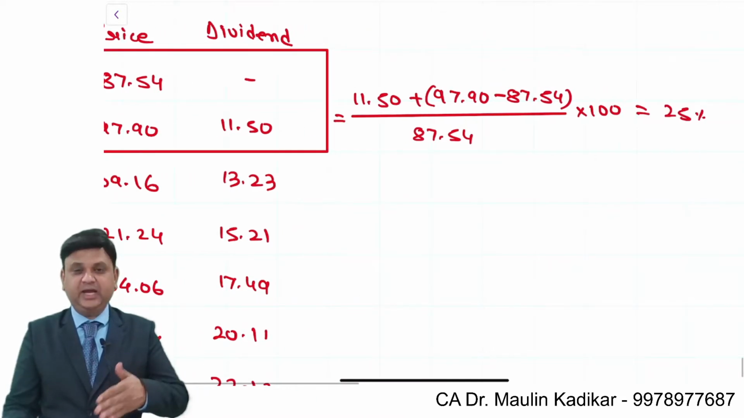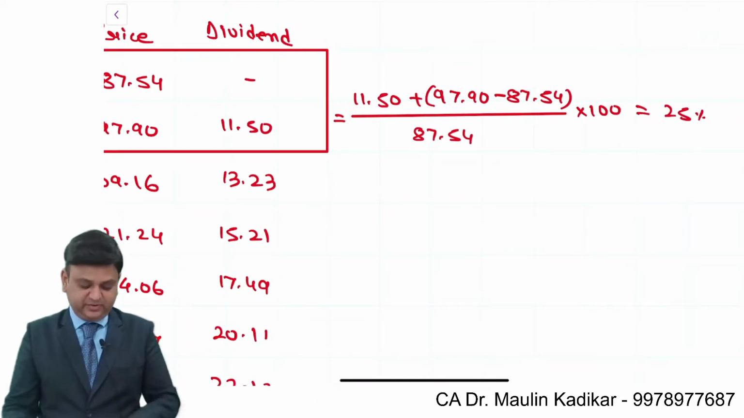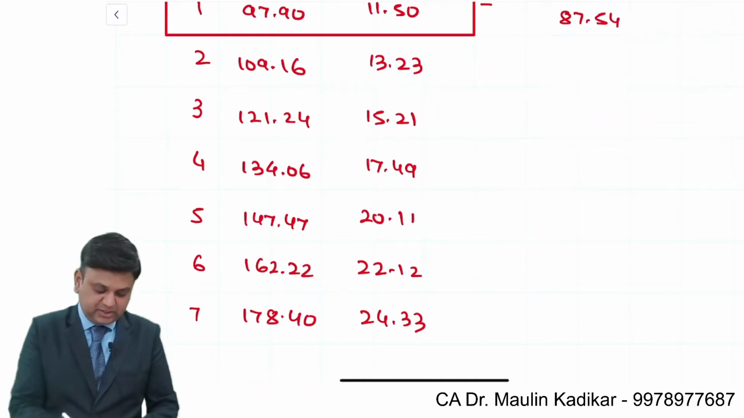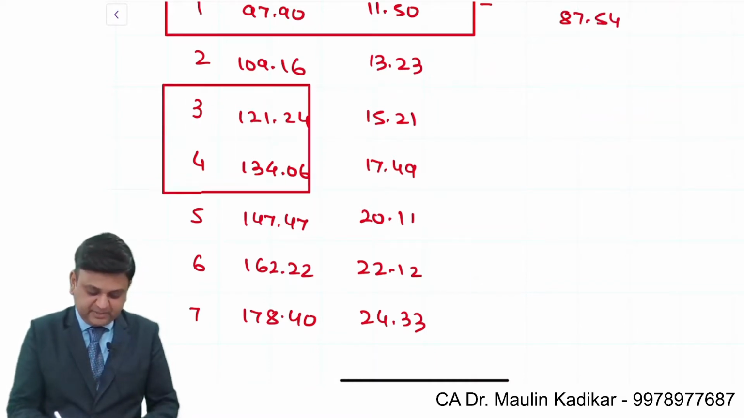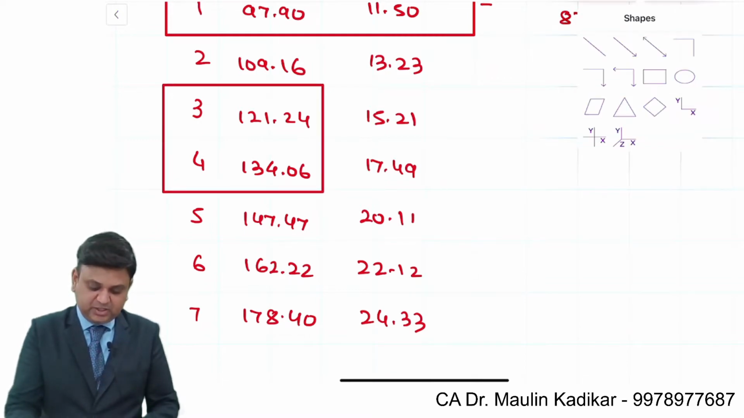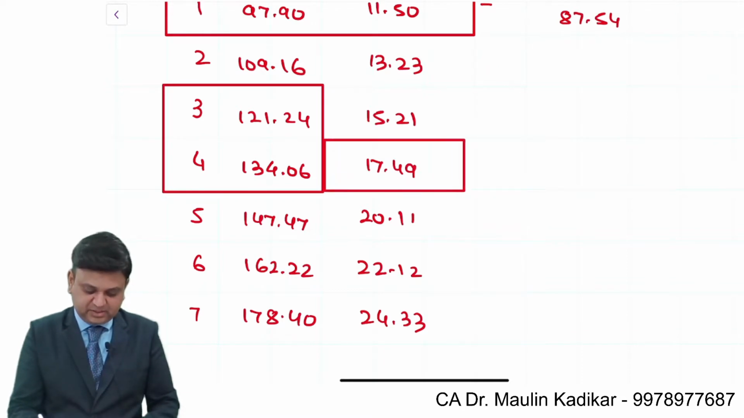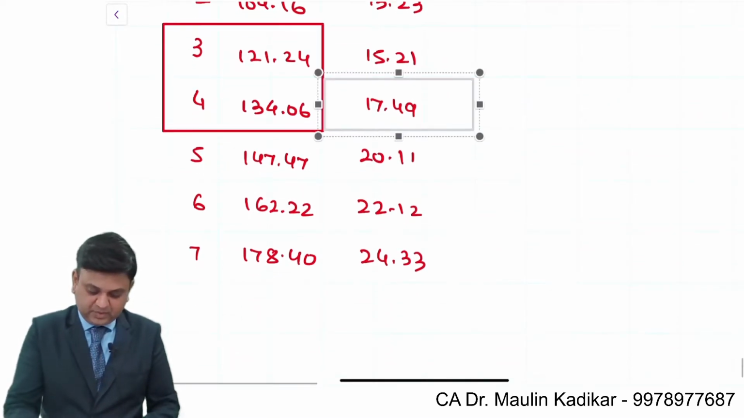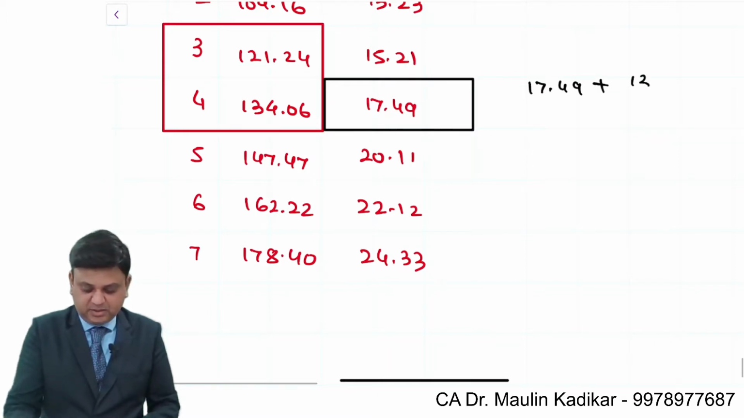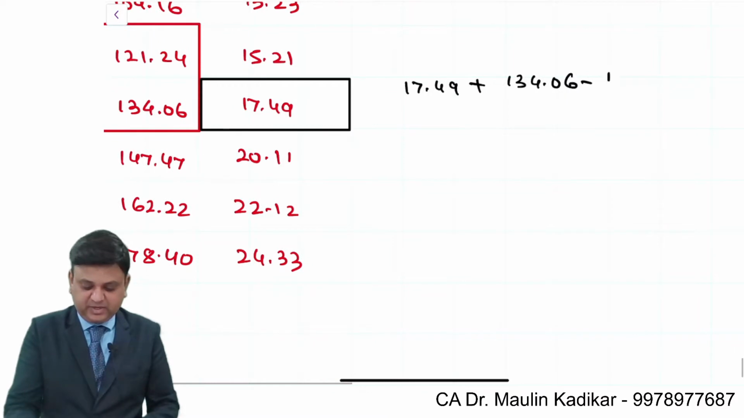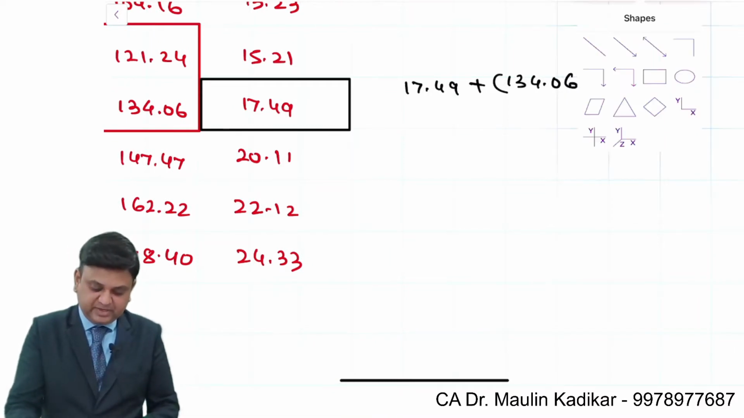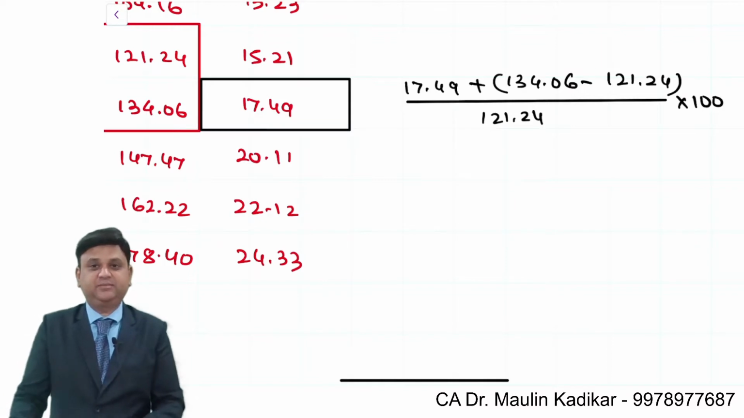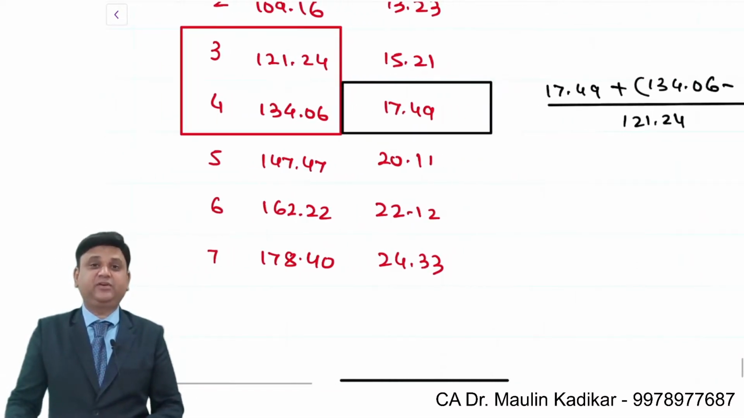Means if at all you buy the security today and you hold it for 1 year, you'll find that the return is 25%. Suppose somebody is purchasing the security at the end of the 3rd year and he is holding the security for 1 year. Let us see what would be his return. Again, dividend is 17.49 plus 134.06 minus 121.24, whole divided by 121.24, into 100 for getting the answer in percentage term. You'll find that the return would be exactly 25%. Check.